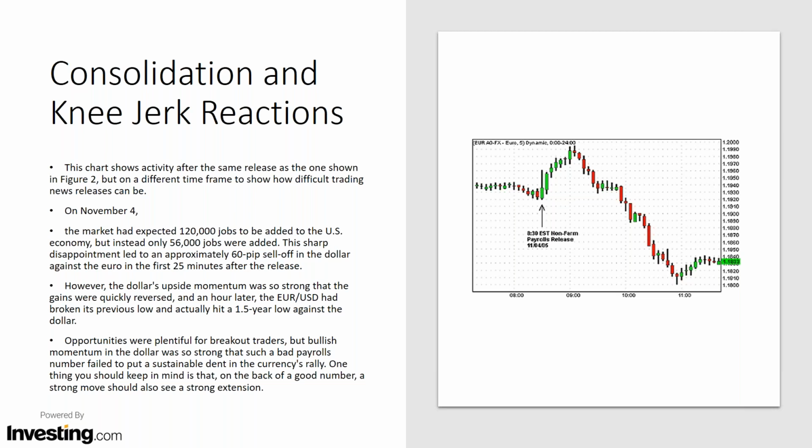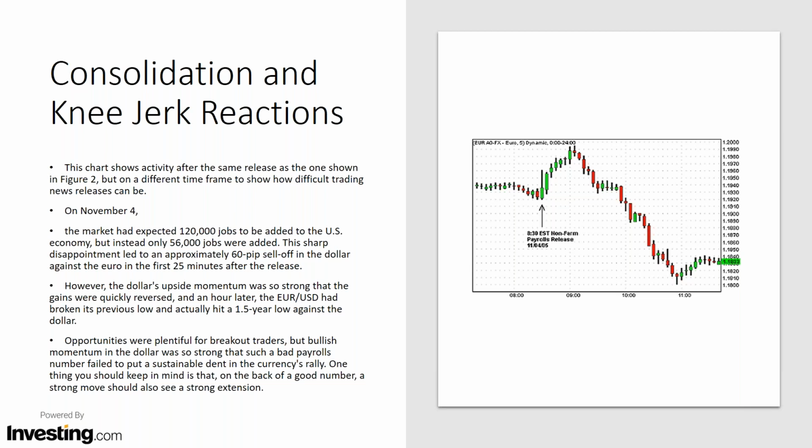This sharp disappointment led to an approximately 60-point sell-off of the dollar against the euro in the first 25 minutes after the release. However, the dollar's upside momentum was so strong that the gains were quickly reversed, and one hour later the euro-US dollar had broken its previous low range and actually hit a one and a half year high against the dollar. Because you have to understand that a very bad report at that time could have had an effect on the interest rate decision coming up right after that, and that would have possibly put off that interest rate decision. So therefore, they can have negating effects.